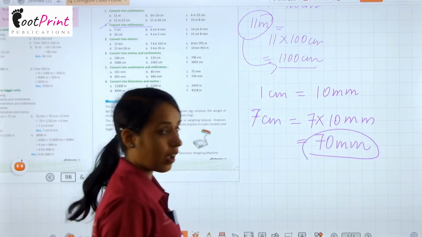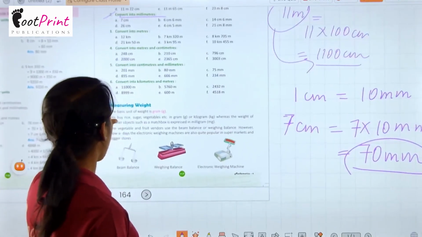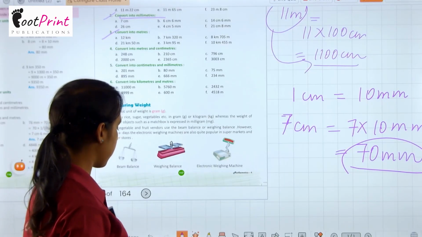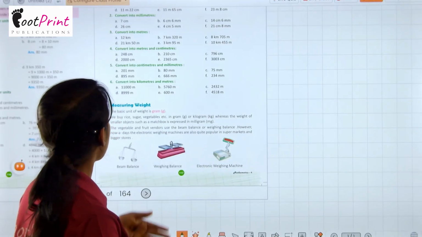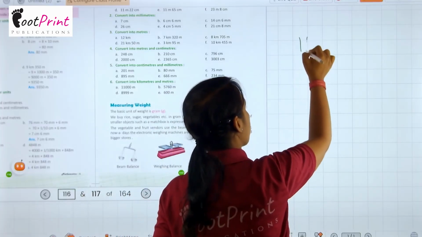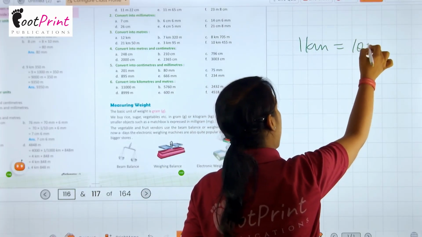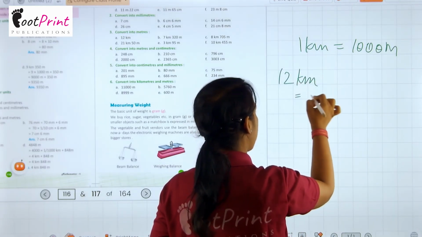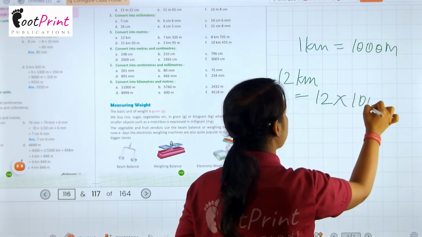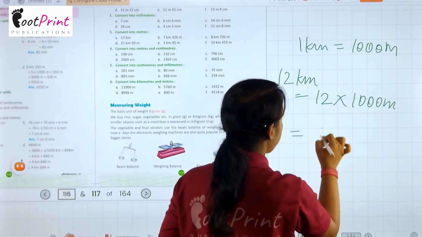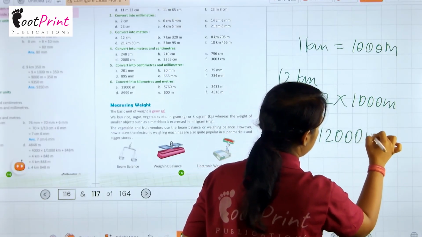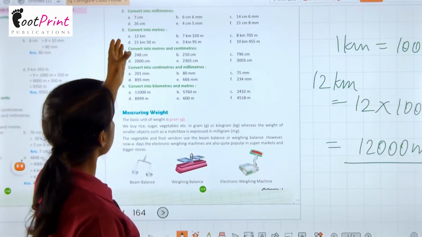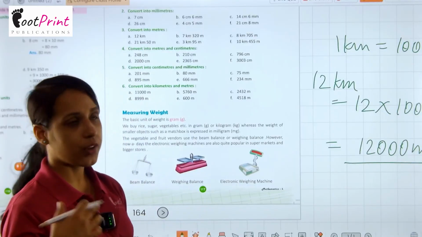Okay, so this is our answer. Now we have question number 3. Convert into meters. अब हमें क्या करना है? मीटर में कन्वर्ट करना है. ठीक है, तो मीटर में कन्वर्ट करने के लिए हमें पता है 1 किलोमीटर इक्वल्स टू 1000 मीटर एंड वी हैव टू कन्वर्ट 12 किलोमीटर. सो 12 किलोमीटर विल बी 12 into 1000 meter and equals to we have 12,000 meter. This is our answer. Okay, so in this manner we can easily convert kilometers into meters.